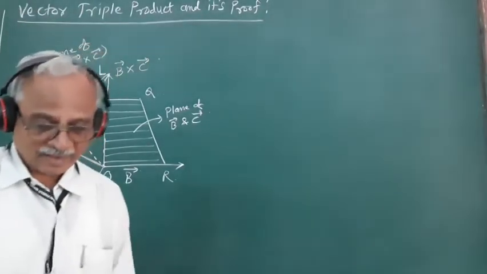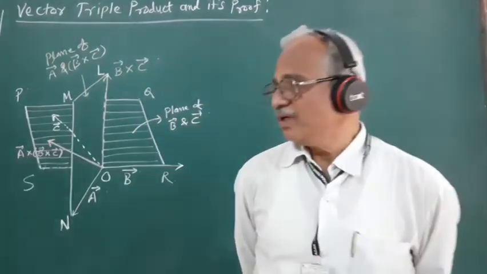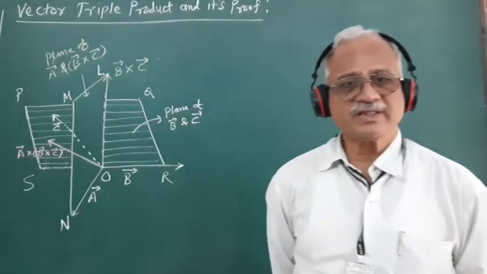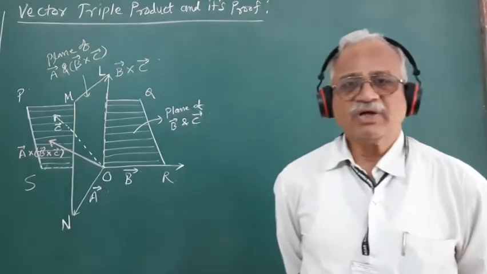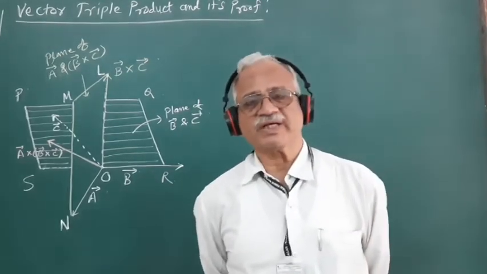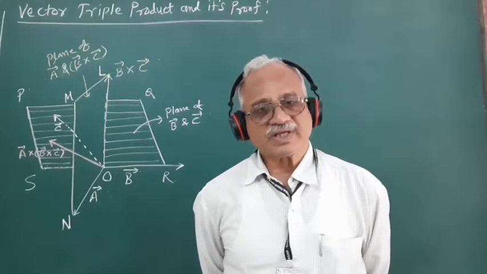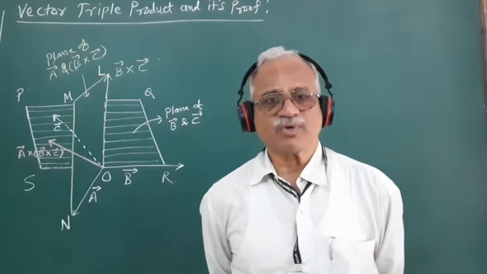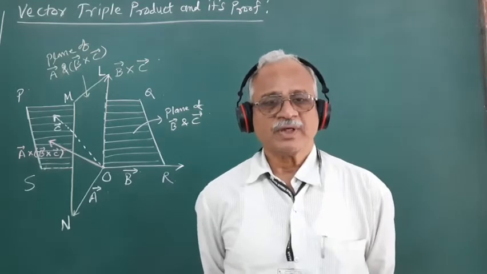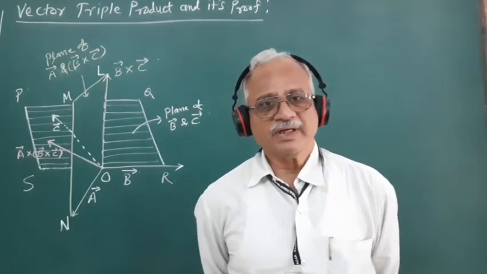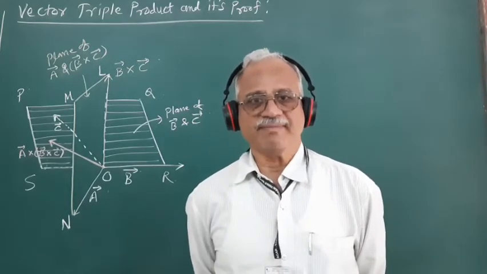Good morning. In the last video, we studied the scalar triple product and its geometrical interpretation. When we evaluate the product of three vectors and it works out to be a scalar quantity, such a product of three vectors is called the scalar triple product. And we have seen that it is defined as A bar dot B bar cross C bar.